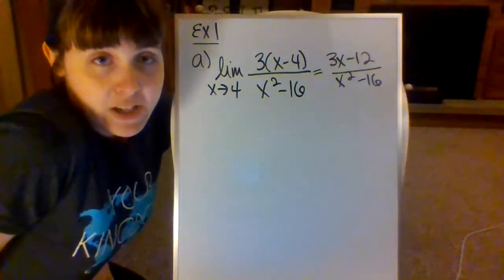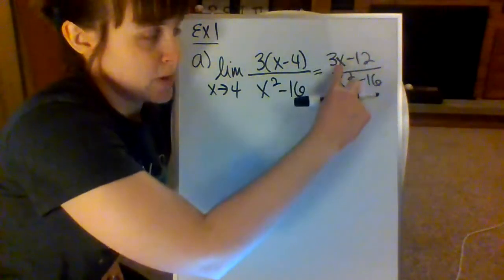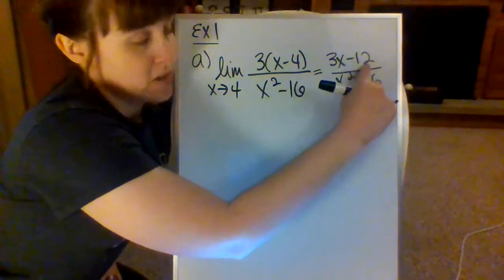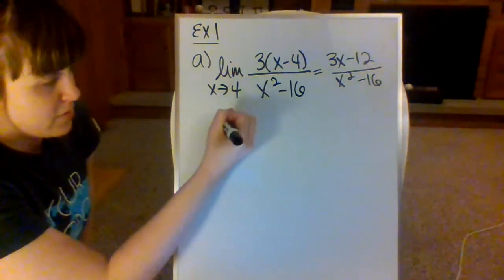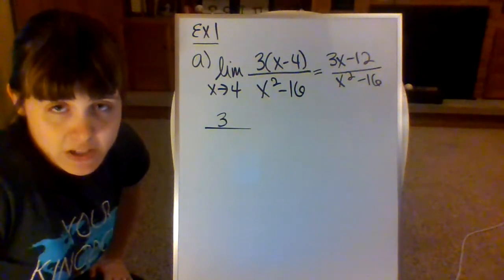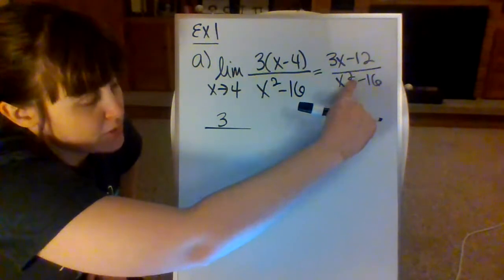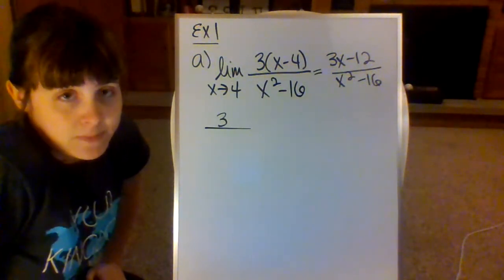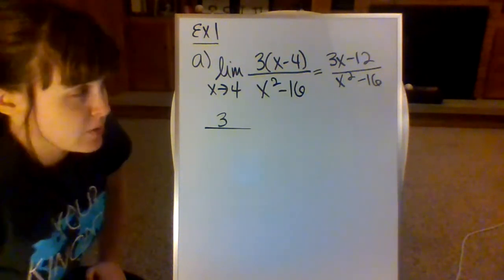Now we're going to find the derivative of the top part of the fraction. The derivative of the top part is 3, because the derivative of 3x is 3. The derivative of 12 is 0. So we have 3. Now the derivative of the bottom part is going to be 2x, because if you remember finding derivatives, you move the power to the front and take it down by 1. So we're going to have 2x.